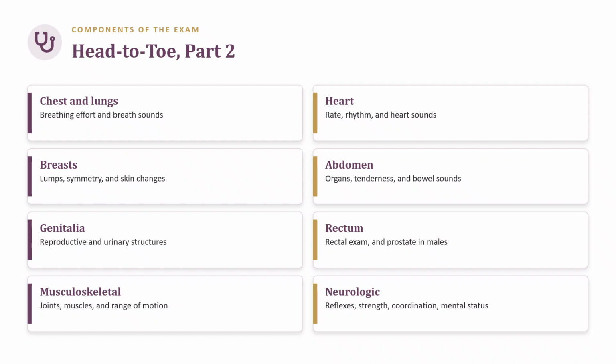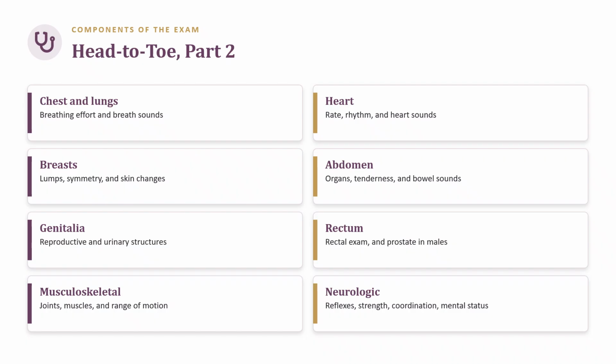Continuing down the body, the chest and lungs are examined for breathing effort and breath sounds. The heart is checked for rate, rhythm, and heart sounds. The breasts are examined for lumps, symmetry, and skin changes. The abdomen is assessed for the organs, tenderness, and bowel sounds. The genitalia are examined for the reproductive and urinary structures.